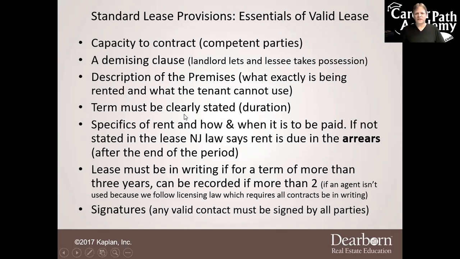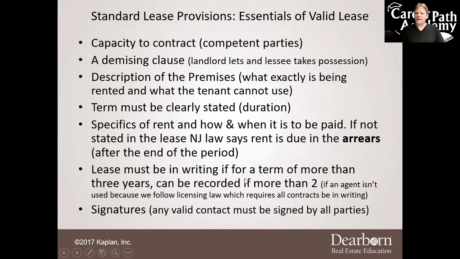The terms must be clearly stated. The duration, what's the start date, what's the end date? You don't just say 1 year. You have to have the dates there. Specifics of rent and how and when it's to be paid, because if you don't put that in the lease, when does the New Jersey law say the rent is due? In the arrears, at the end of the month, after they lived there for the entire month. So you need to be specific and put that the rent is due on the first of the month. Otherwise, it's actually due on the last day, according to the law.